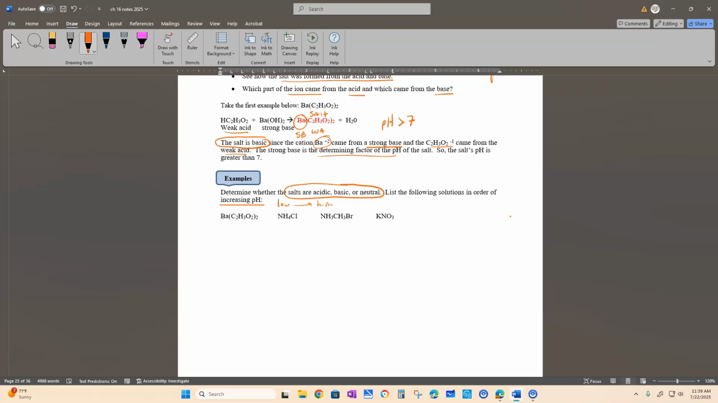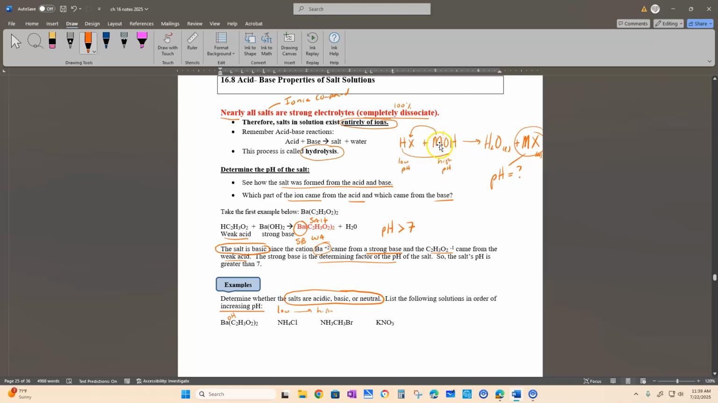All right, we did this one right here. The way I do it, I show my work. Remember, the Ba, the metal, came from OH, because that's a metal that came from OH. So remember up here, metal, OH, that's your base. Ba(OH)2, that's a strong base. That C2H3O2, because remember, it's going to dissociate right there, came from HC2H3O2. That's a weak acid. So this base is dominating it, which means this salt is going to be basic, so it's going to have a pH greater than 7.